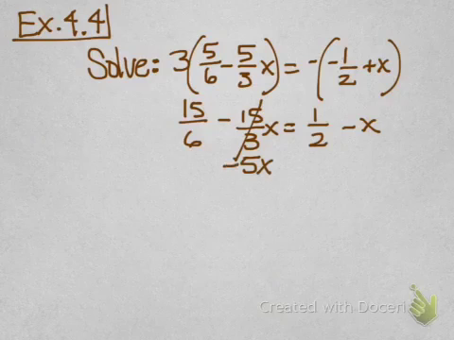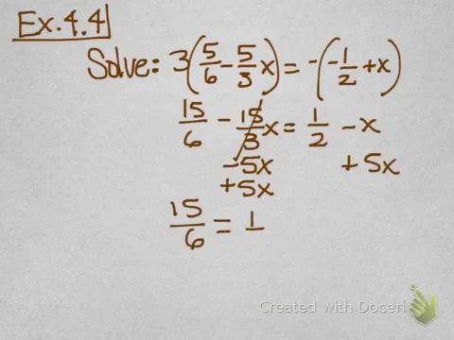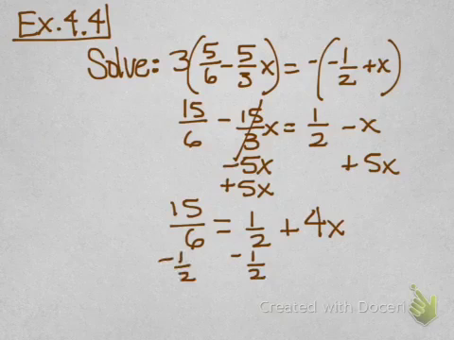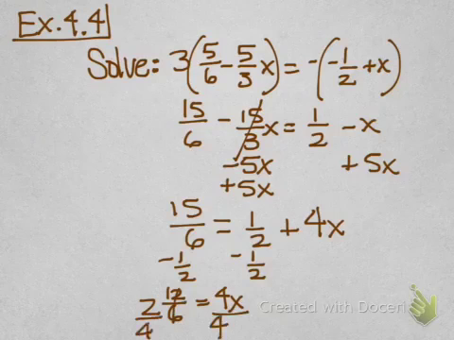And so we need to get both of the variables on the same side. So since we have negative 5x, we'll add 5x to both sides. So we have 15 sixths equals 1/2 plus 4x. We need to get rid of that 1/2. 1/2 is the same as 3 sixths. So 15 sixths minus 3 sixths is going to give us 12 sixths, which equals 4x. 12 sixths is the same as 2. Divide both sides by 4, and we get x is equal to 1/2.